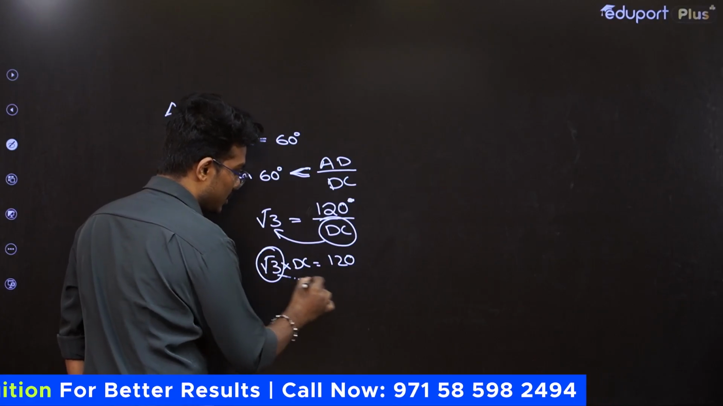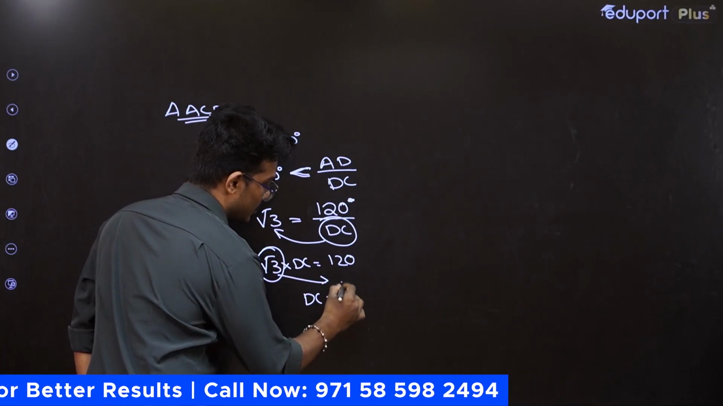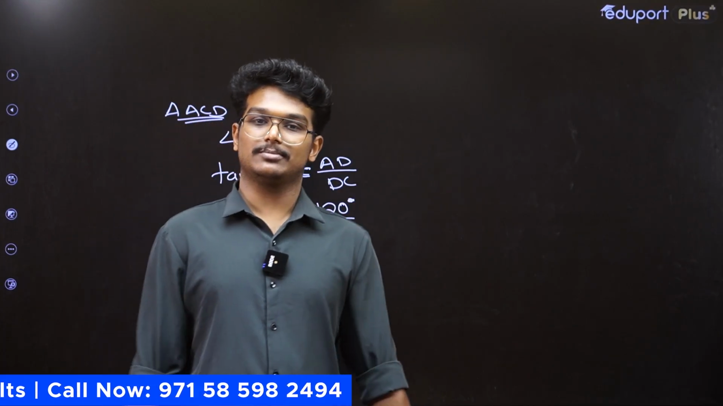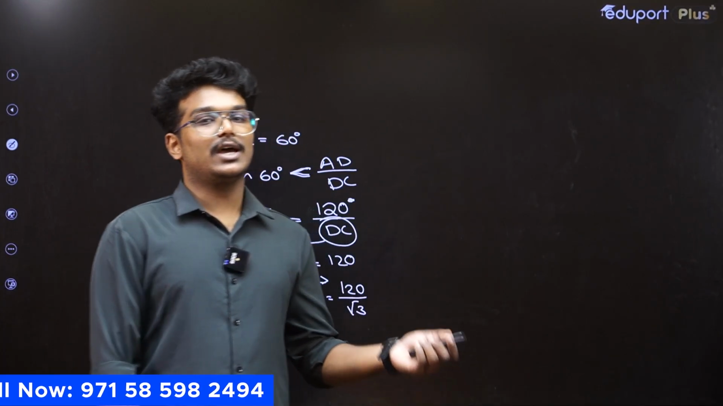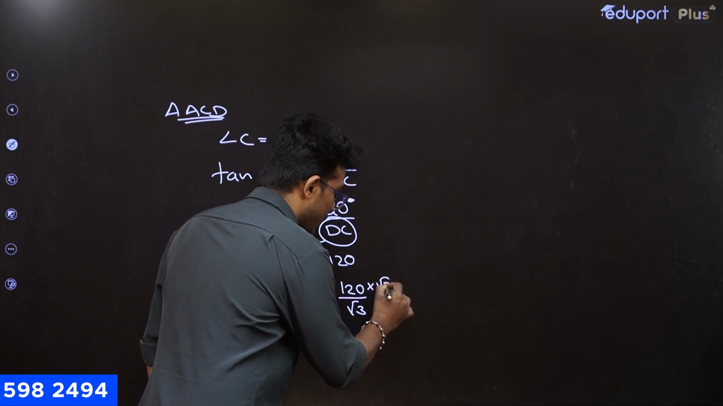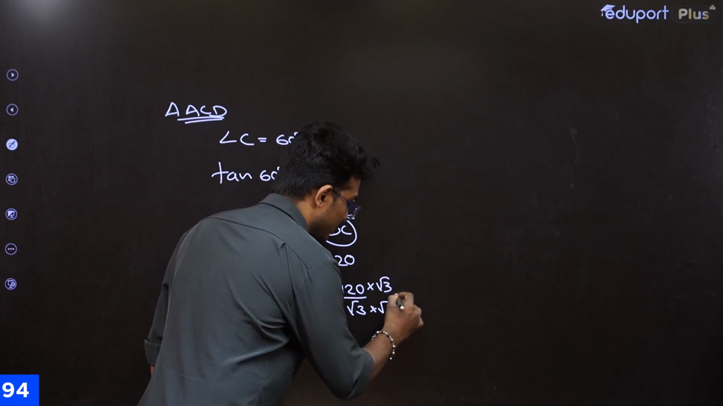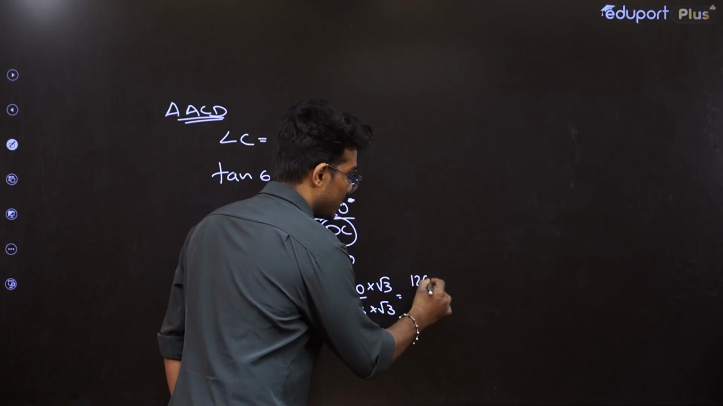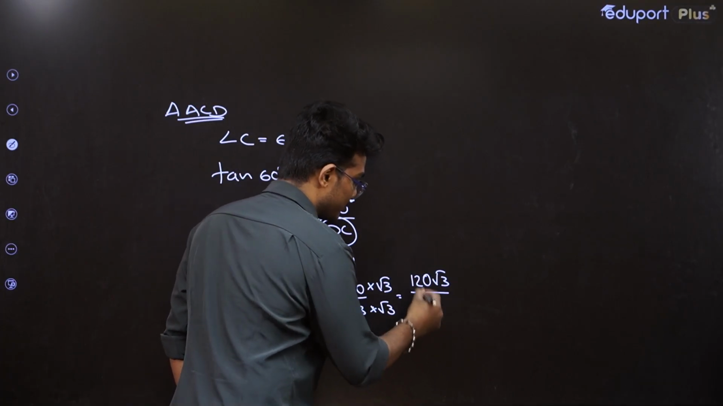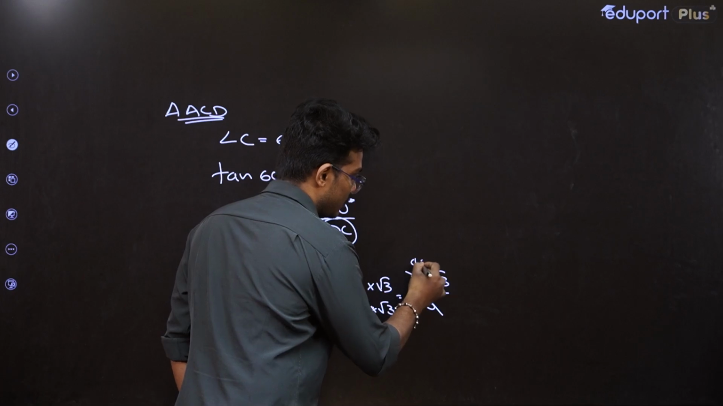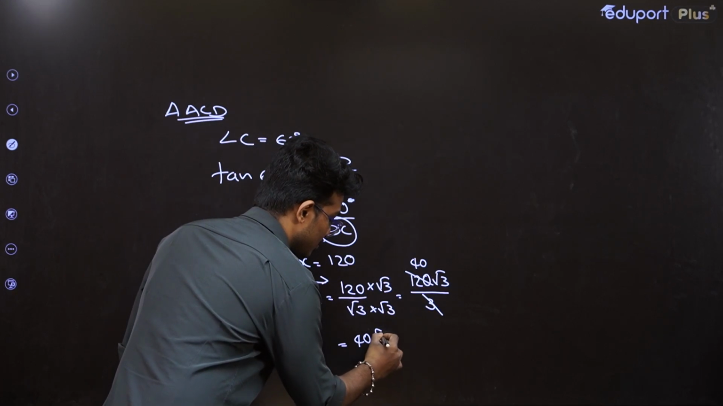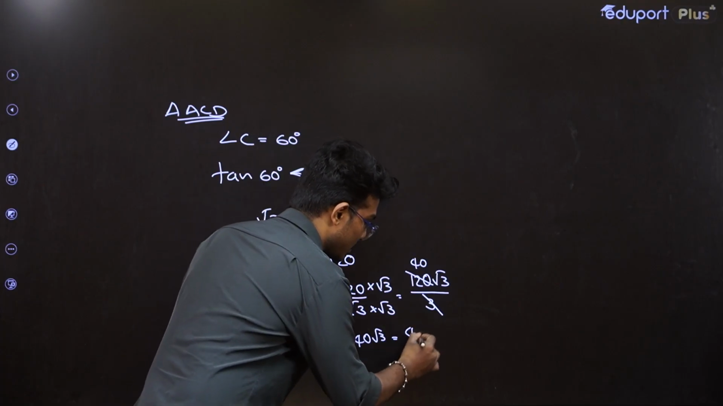Now taking this root 3 to the right side, so DC is equal to 120 divided by root 3. Clear? To remove that root 3 in the denominator, I am multiplying the numerator and the denominator by root 3 here. So 120 into root 3 divided by root 3 into root 3, which is 3. Cancelling 3 and 120, we will get 40, which is equal to 40 into root 3.